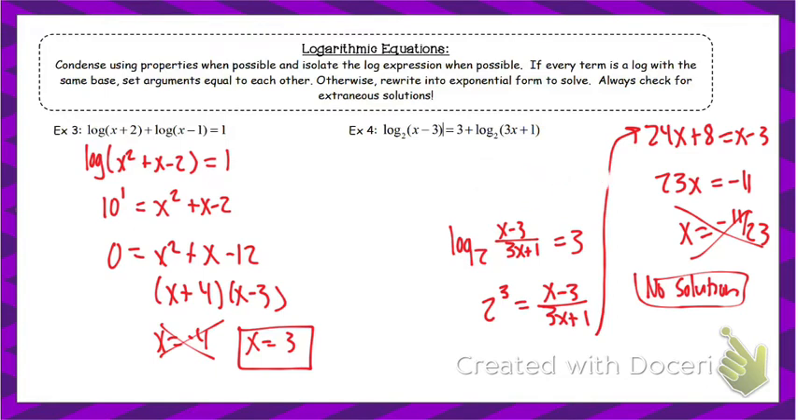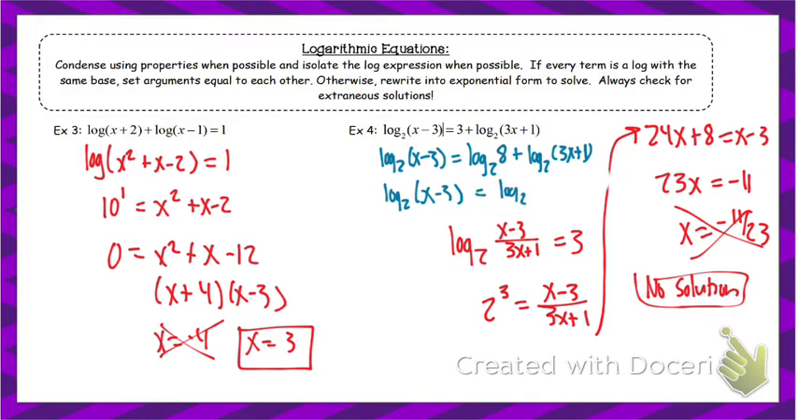So a different way you could have done this is log base 2 of x minus 3, and then 3 is the same thing as log base 2 of 8. Then you could have used your log properties to combine those two sides together, and you end up with the exact same thing that you have here, maybe in less steps. But again, you're still going to end up with that same answer. But that's just a different way that you could do that, depending on what makes more sense for you.